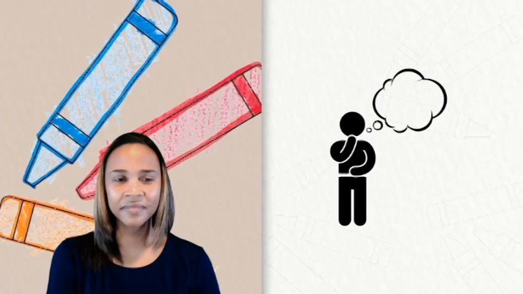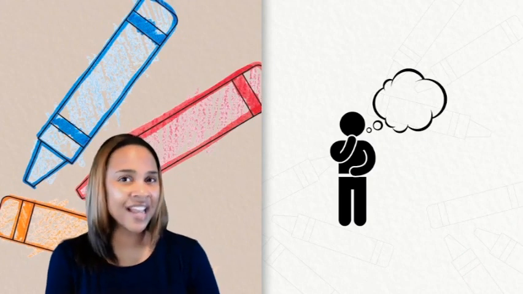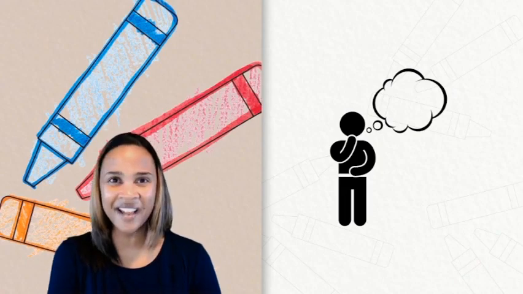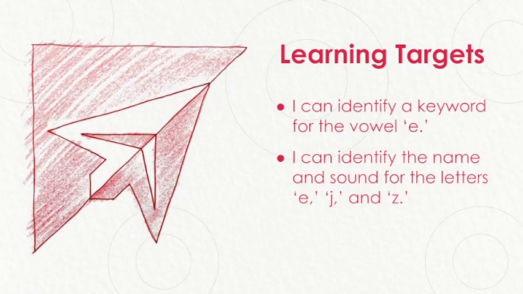Materials. All you need for our lesson today is just your thinking cap, so let's get our brains ready. There are 2 learning targets for our lesson today. The first target says, I can identify a keyword for the vowel E. And our second target says, I can identify the name and sound for the letters E, J, and Z.